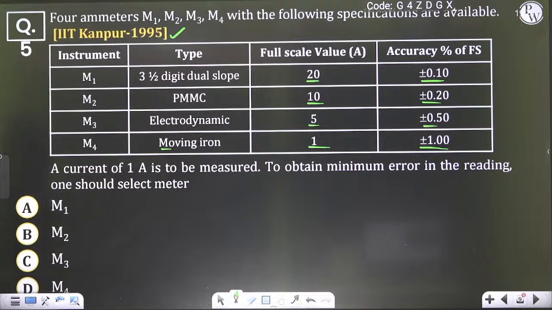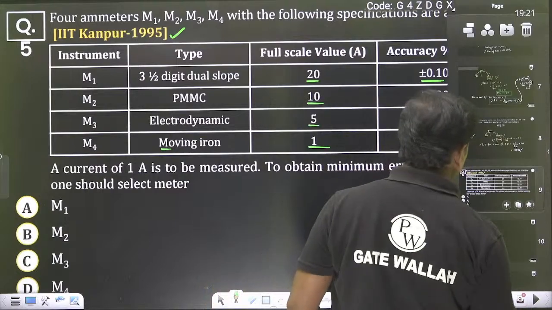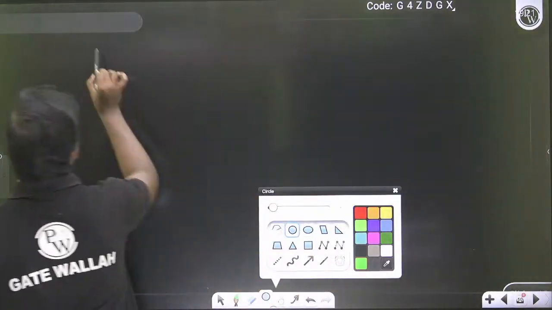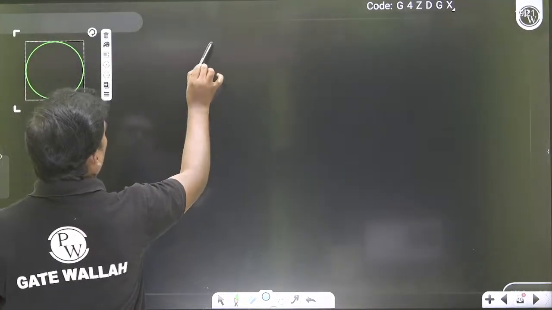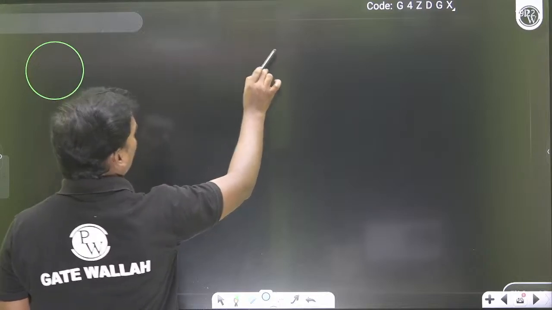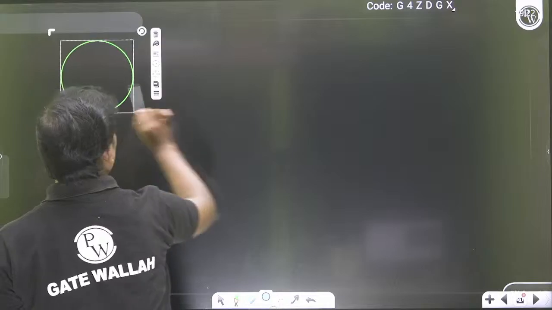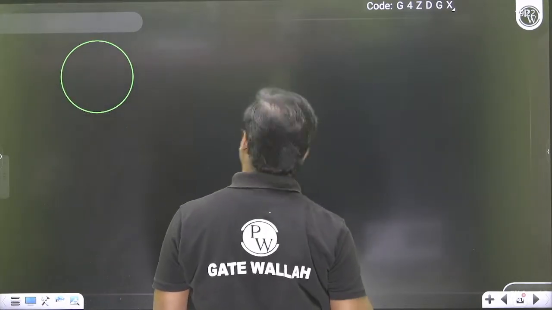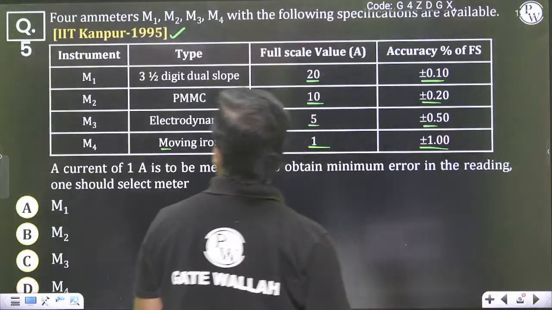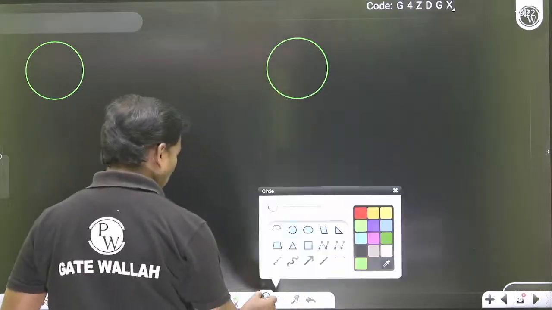Meter 1, meter 2, meter 3, meter 4. So how to do this type of question? Four meters are given. Let us see here in detail. Let us take these as meter 1 and meter 2, and on the next page meter 3 and meter 4.